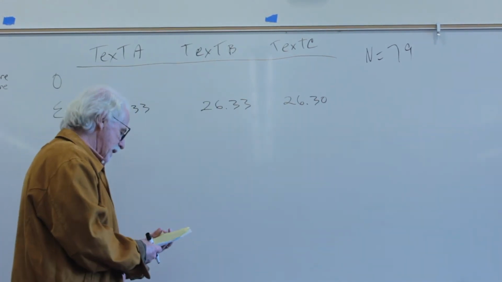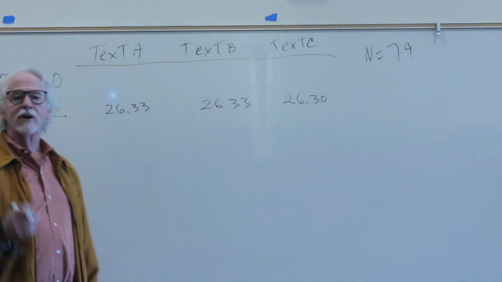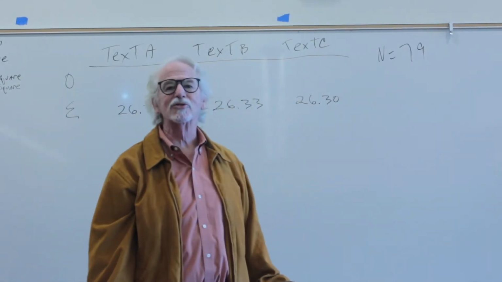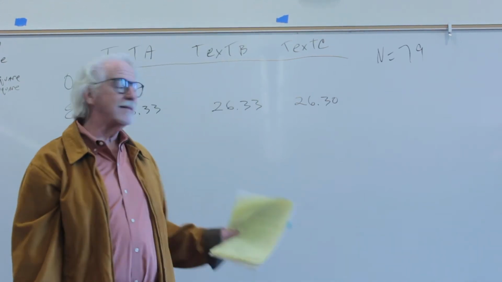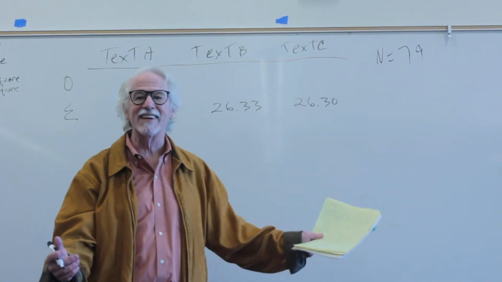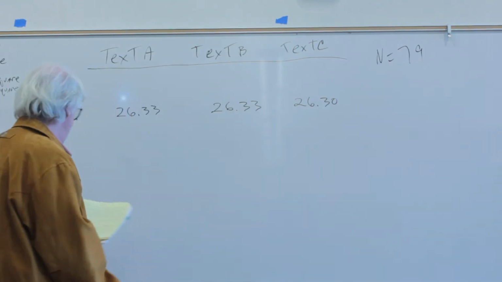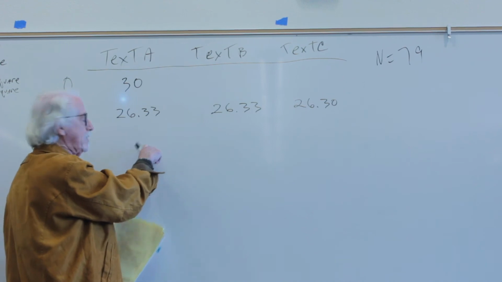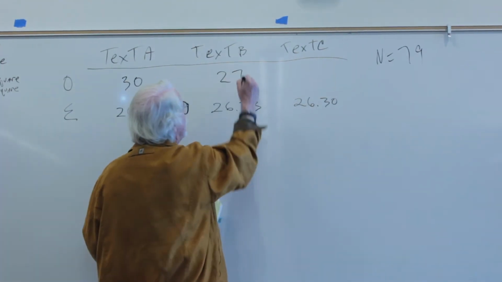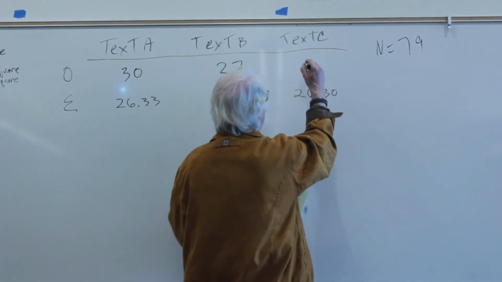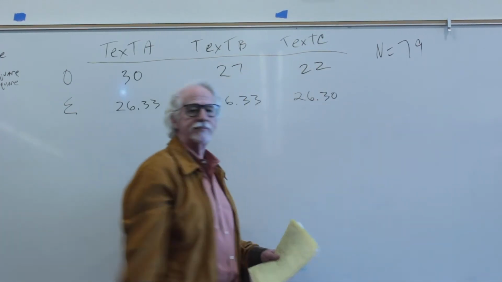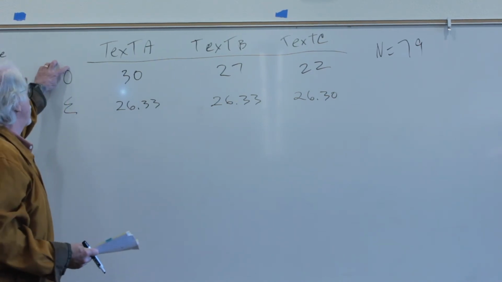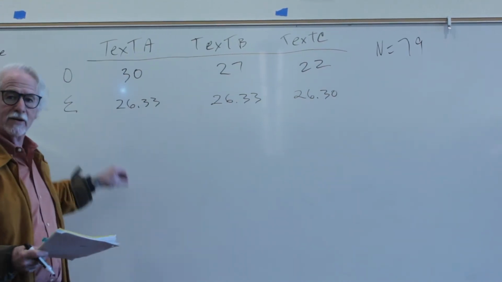Okay? Now, however, we have our observed data. Out of these 79 people, they actually made their own choices. They didn't go in line with the null hypothesis, and they had other choices. So we're going to say 30 people chose text A, 27 like text B, and 22 like text C. These are the real values of the data we collected from the subjects, as opposed to the expected value, right?